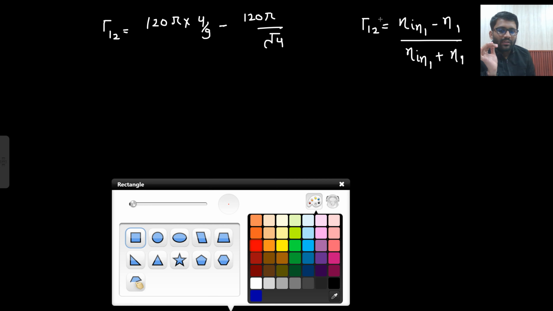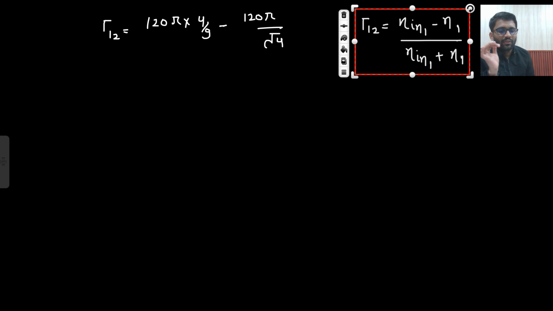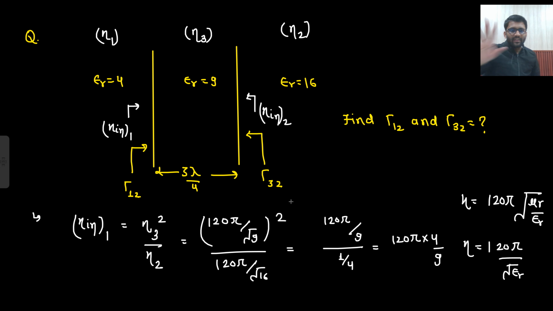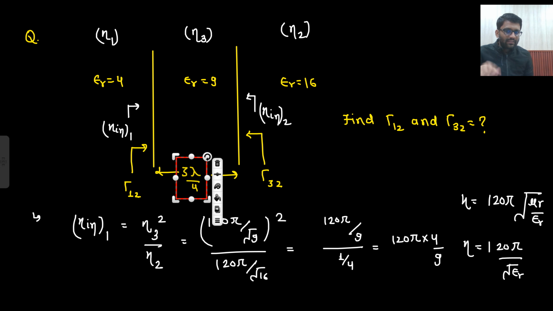Say yes or no. Just see the orientation and solve it. What we need? Neta in from here. Then what we need to find? Reflection coefficient. So neta in 1 minus neta 1 divided by neta in 1 plus neta 1. So neta in 1 I have found out. How did I find it out? What is the length? Very important thing. Length is 3 lambda by 4. What is this? Odd multiple of lambda by 4.